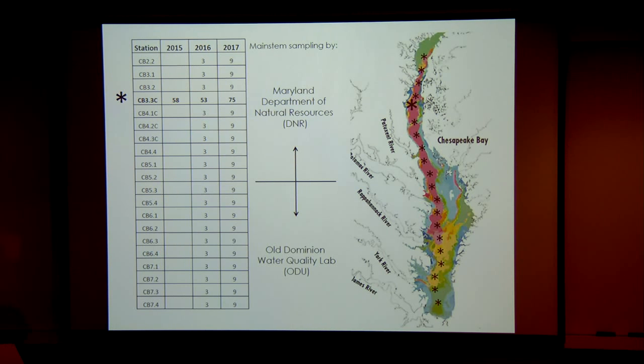So we started working with Maryland's Department of Natural Resources and the Old Dominion Water Quality Lab to have them collect samples for us over the course of their normal sampling and observational program. They were kind enough to provide us with lots of water that we are in the process of analyzing to understand the microbial community associated with them.